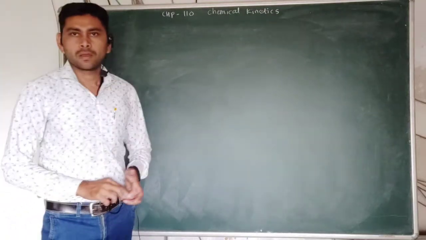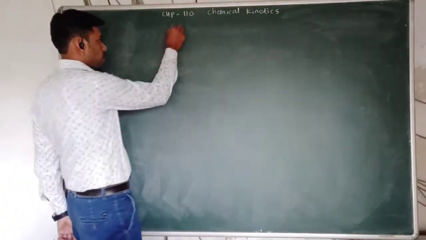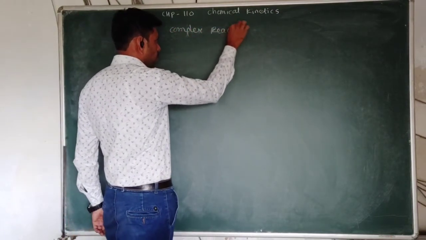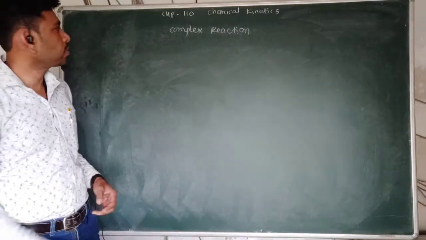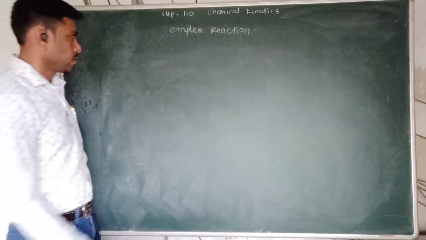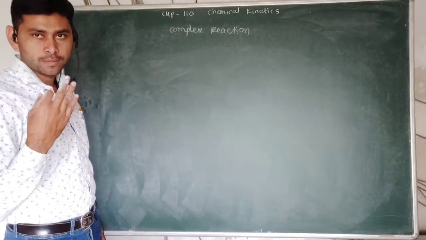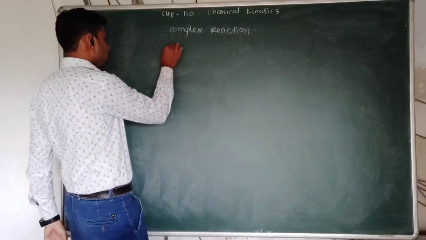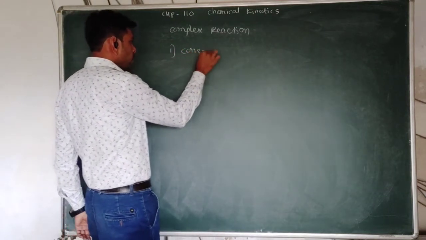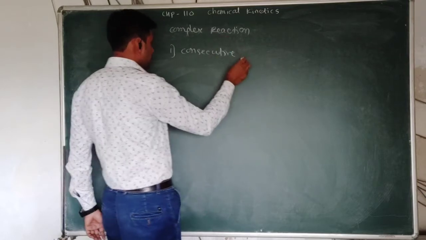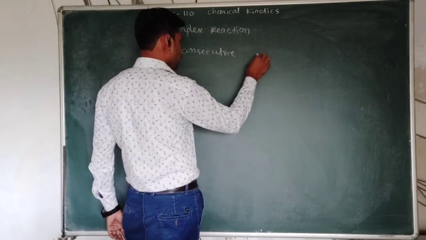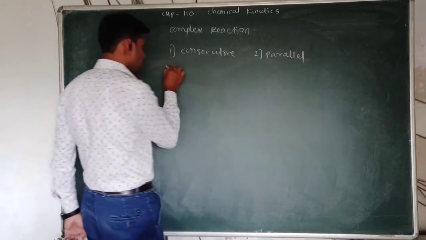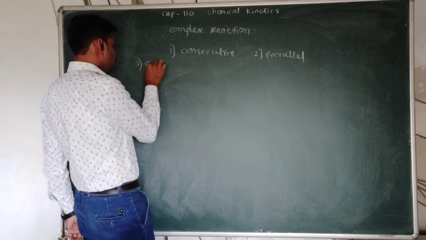Hello friends, we are learning about the complex reactions. In some last lectures, we discussed two types of complex reactions, that is, reactions occurring accompanying the main chemical reaction. The first reaction that we have studied is a consecutive reaction, discussed in the last lecture, second is parallel, and the last type of complex reaction that we have to study is a reversible or opposing reaction.